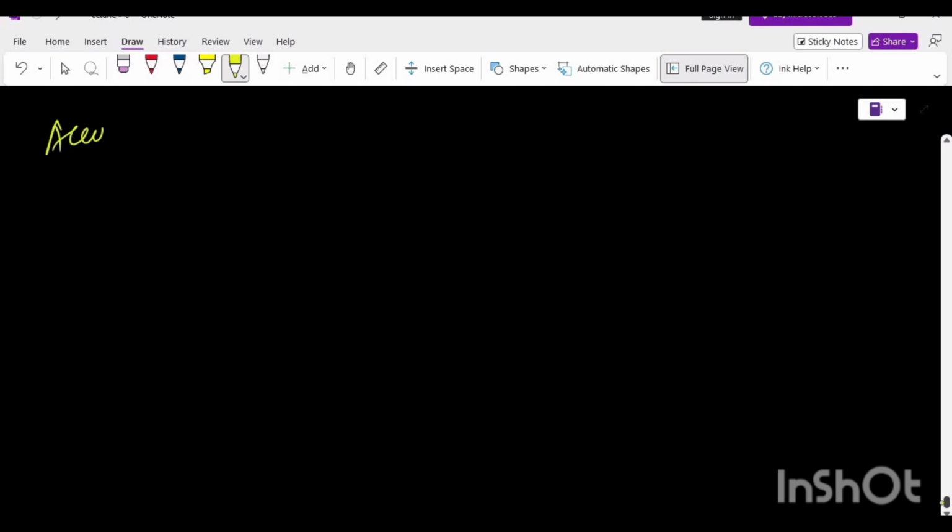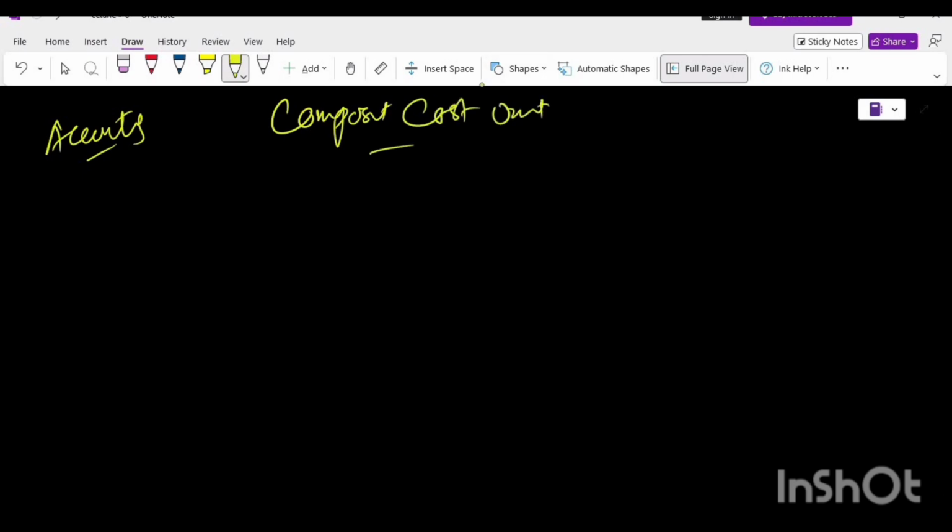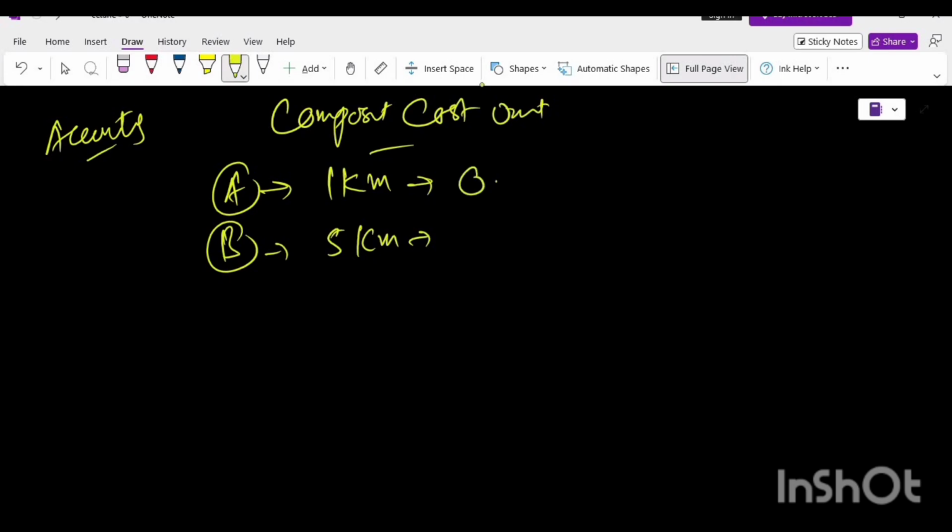Now we are studying accounting, so we are talking about cost from the accounting perspective. Let me give an example. Let's say we have two passengers, passenger A and passenger B. Passenger A is traveling for 1 kilometer, and passenger B is traveling for 5 kilometers.